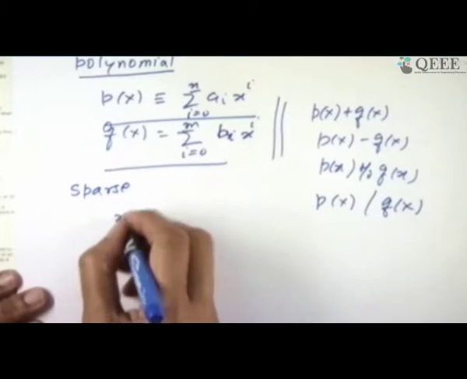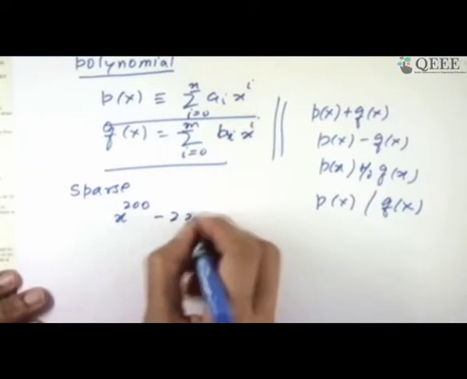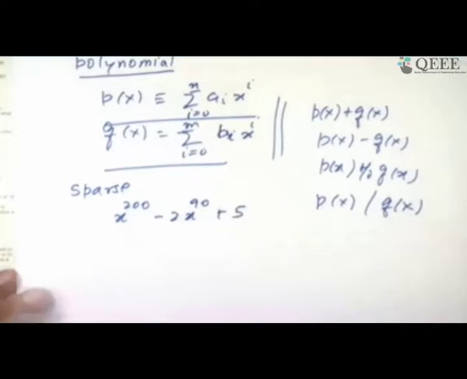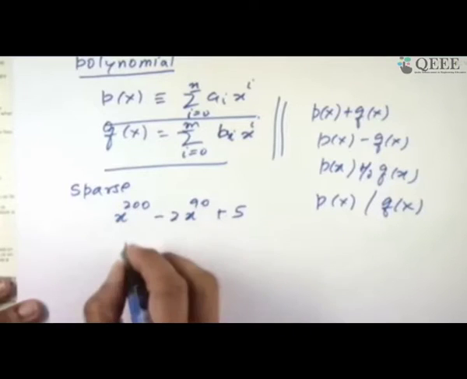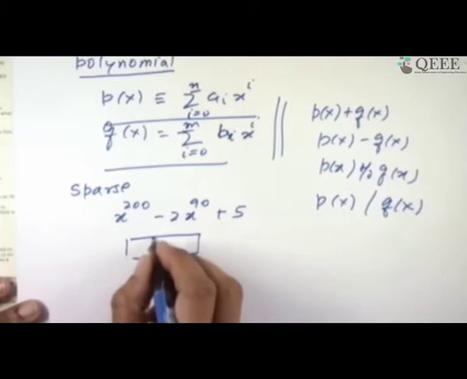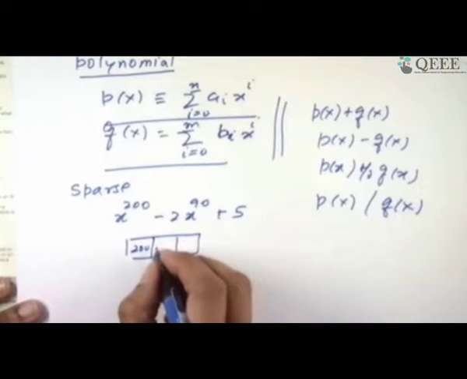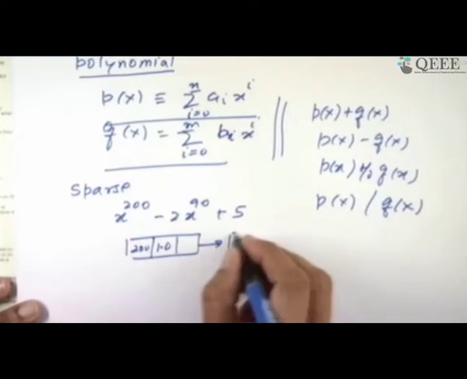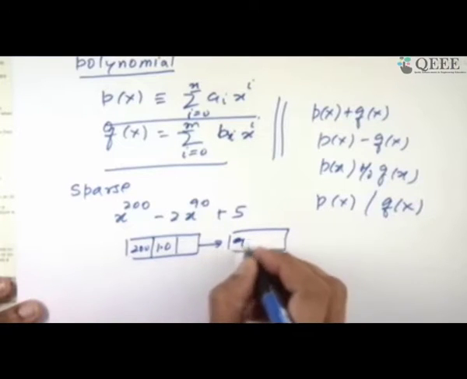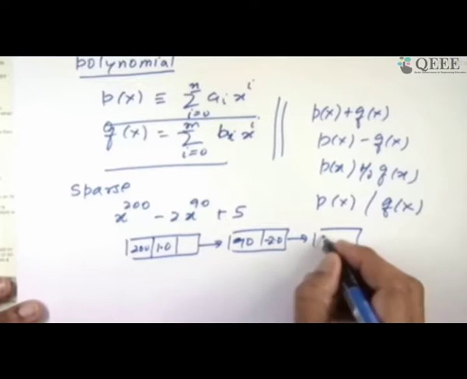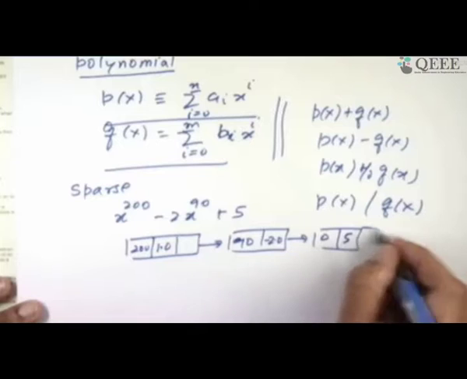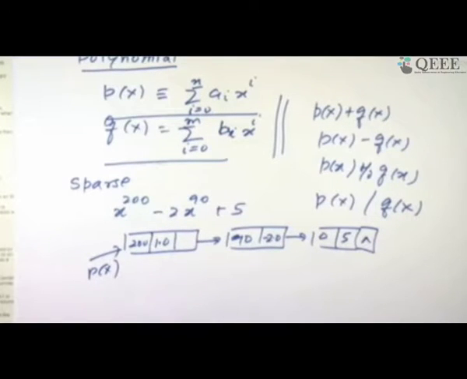If I have a polynomial like x to the power 200 minus 2x to the power 90 plus 5, there are only 3 terms. I don't want to use an array where there will be a lot of 0 coefficients. So people represent such polynomials in this manner. 200 is the highest power, the coefficient is 1.0; the next element has exponent 90 and coefficient minus 2.0; this points to the term with exponent 0, the constant value 5, and this is the end of the list. So I can do with a much shorter representation, where only non-zero terms are kept.